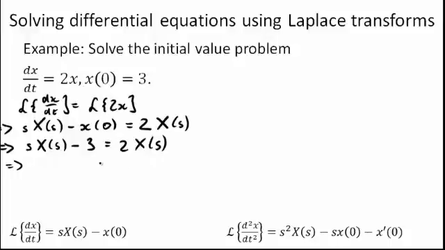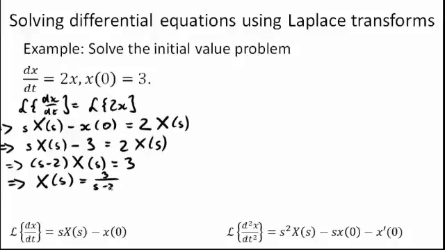I'll bring everything with capital X of s to the same side, in this case the left-hand side, and I will factorize. So that comes to (s minus 2) times capital X of s, and everything else goes on the right-hand side. So the negative 3 becomes a 3 on the right-hand side. Now, if I then divide both sides by s minus 2, I get X(s) is equal to 3 divided by s minus 2.